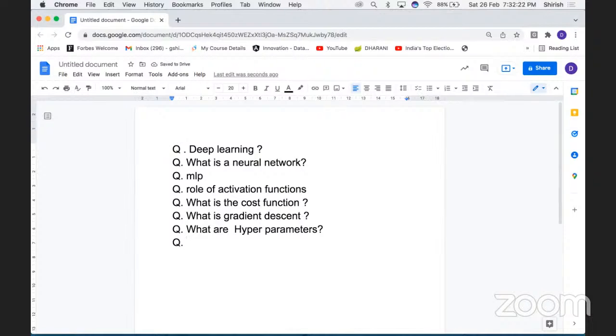There is something called data normalization. What do you understand by that? What is data normalization and why do we need it?